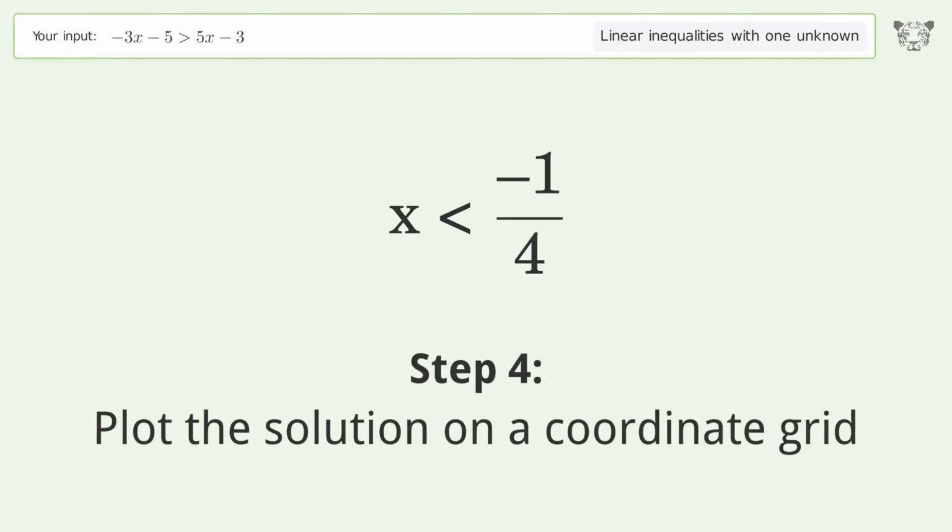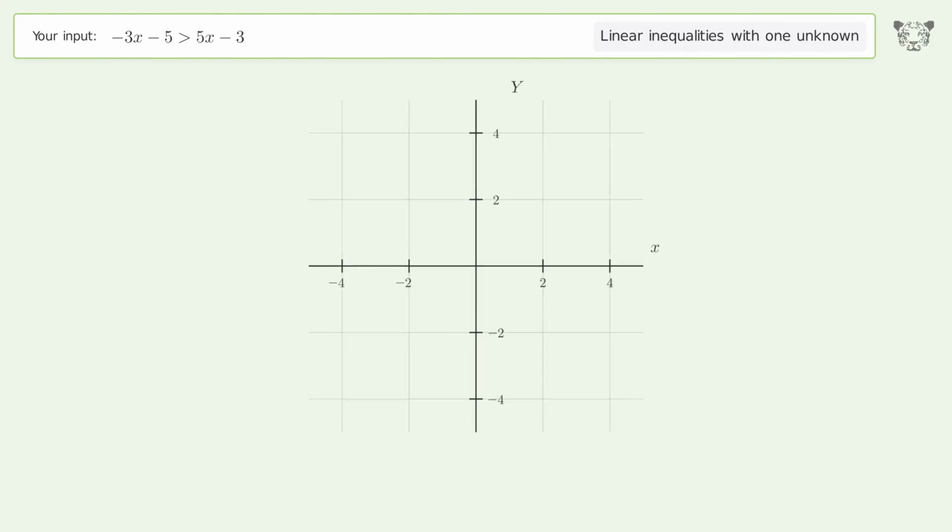Plot the solution on a coordinate grid. And so the final result is x smaller than -1/4.